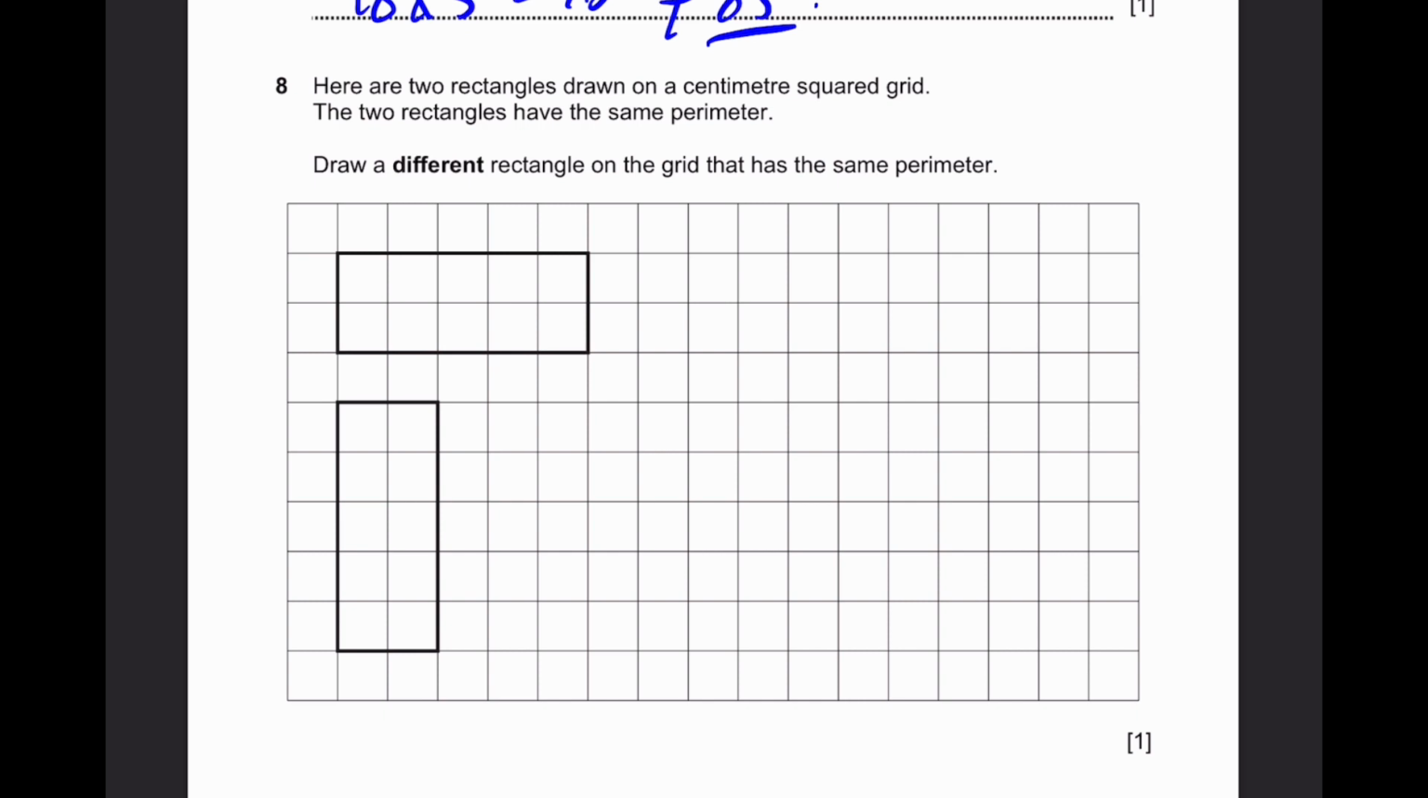And now we need to draw a completely different rectangle having the same perimeter. So these ones have 2 plus 5 plus 2 plus 5, which is 14 as their perimeter. So we need another which has 14. And that will be 3 plus 4, right?